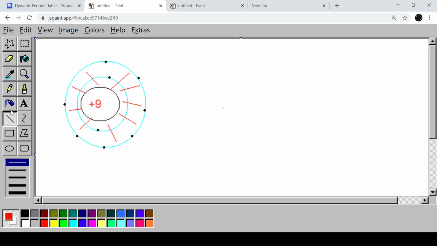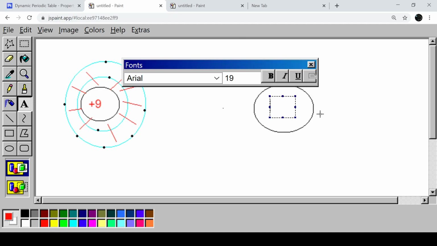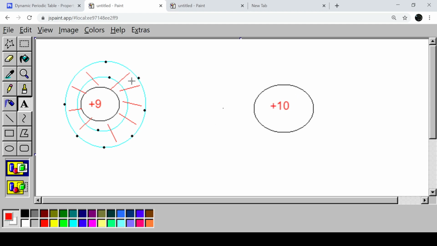If we were to take another atom, we could change the number of lines of force. So let's say that instead of 9 lines of force, we add another line of force, so we have 10 lines of force. Now, 9 lines of force pulled everything in this close. 10 lines of force is actually going to pull it in even closer.